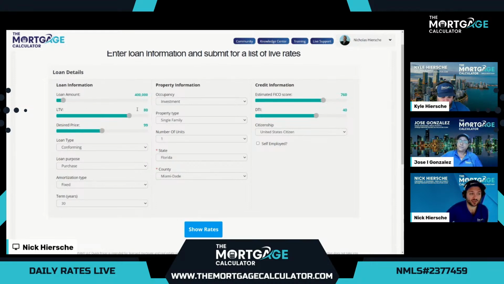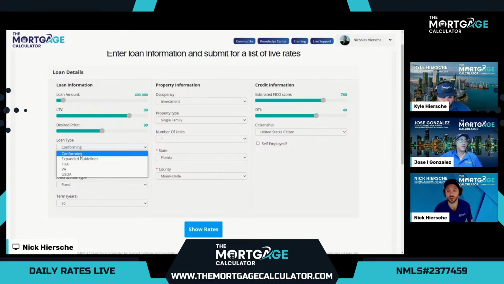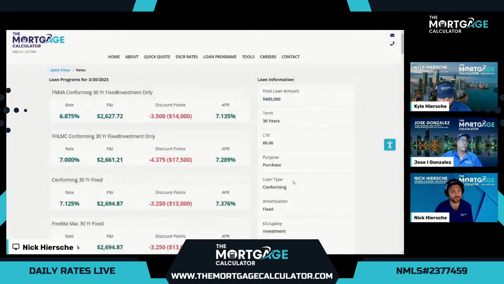We'll do an 80% LTV, same as before, 20% down payment. Everything else will be set the same, and we'll compare our conforming conventional investment property loans that everybody's used to with our expanded guidelines programs, our non-QM. Remember, FHA, VA, USDA are not eligible for investment properties, so we'll simply compare these two options. So we'll set this to conforming. Everything else will stay the same as all our other scenarios, and let's check out our investment property rates.